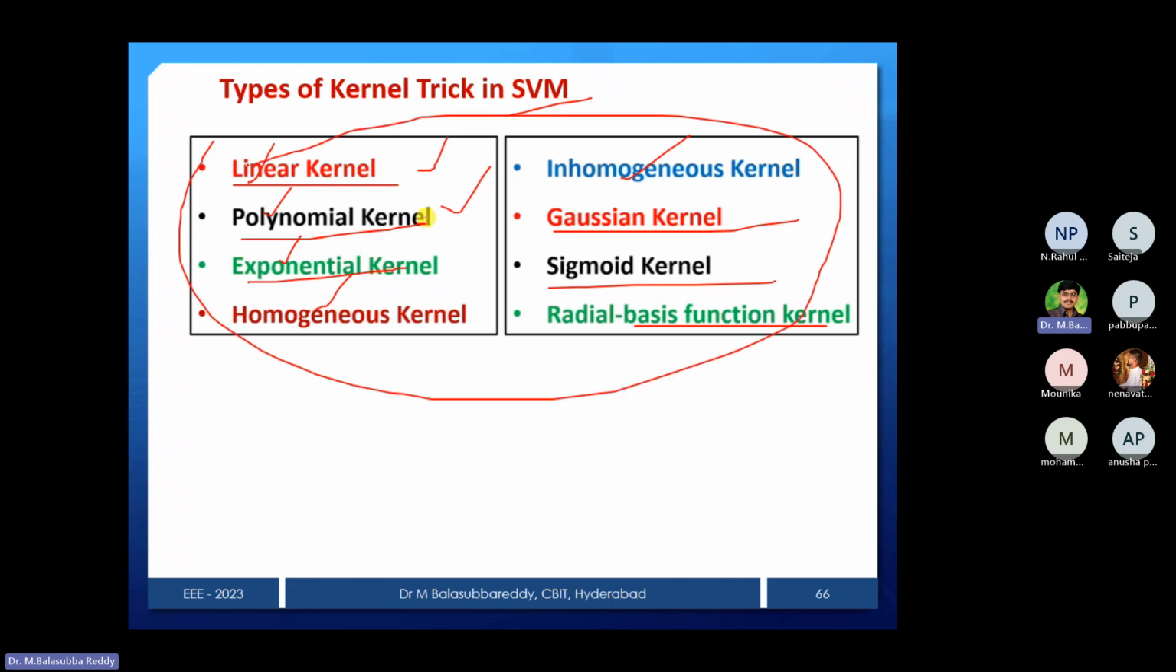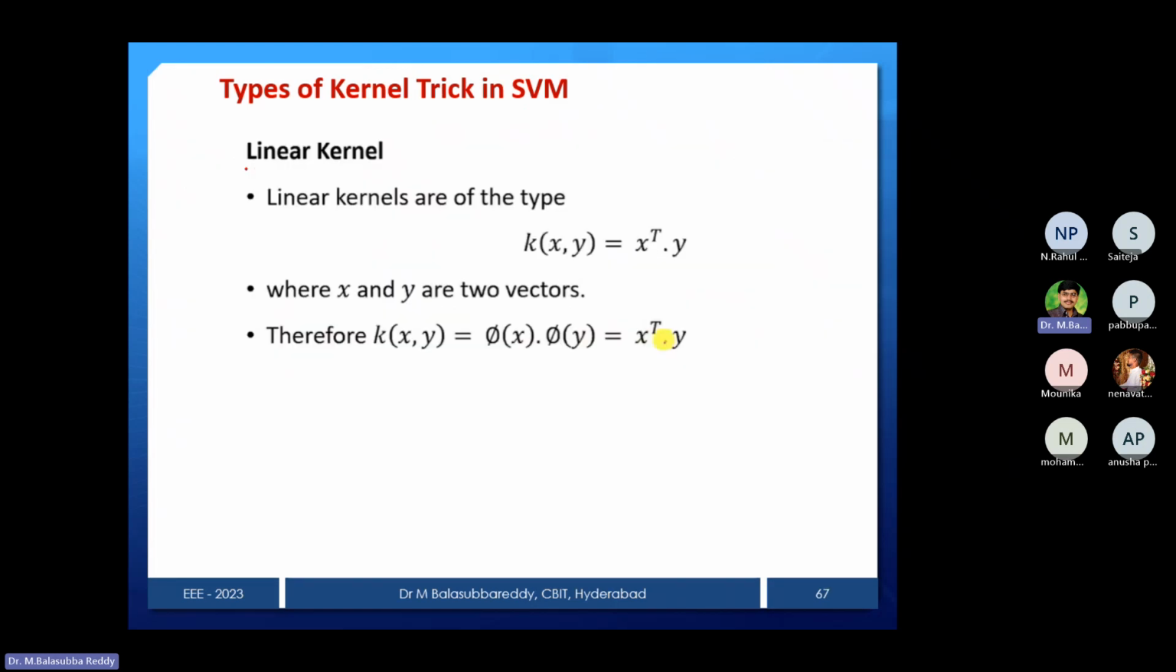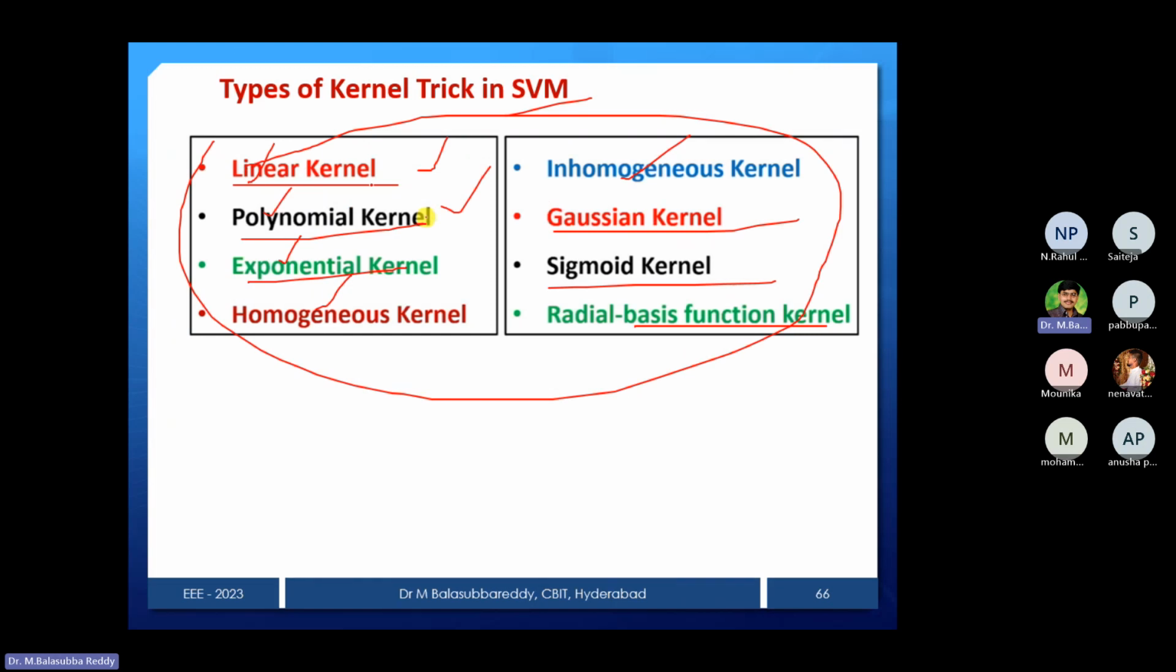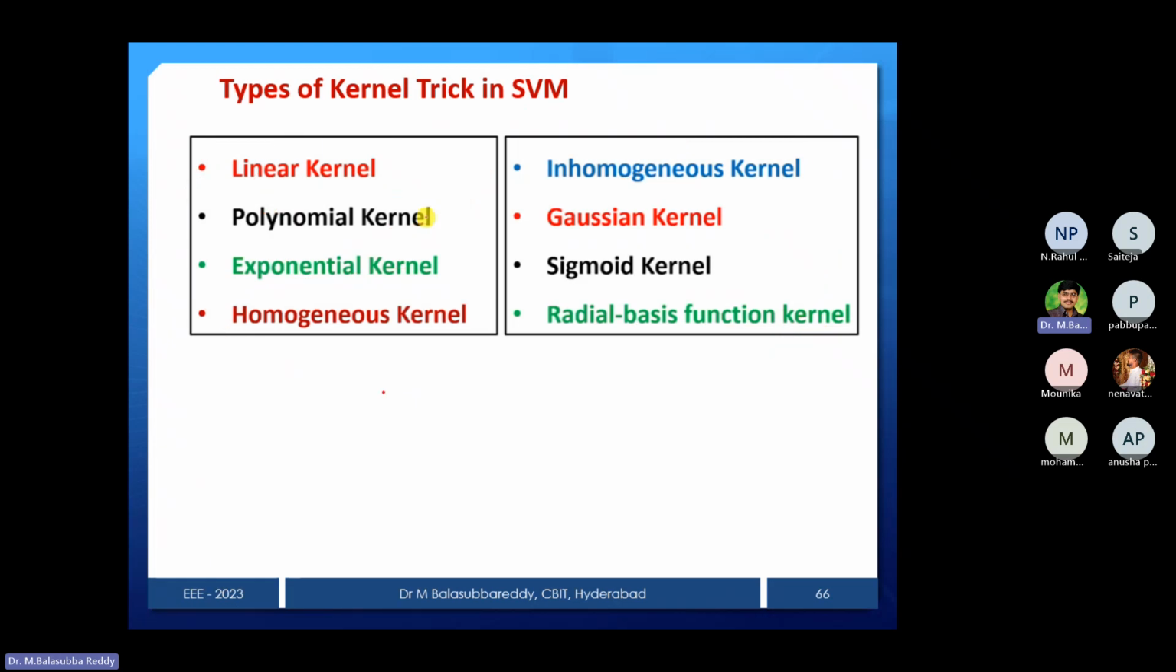Why are we using this kernel trick? We have to convert low-dimensional data to high-dimensional data in the non-uniform case. To draw a hyperplane, it is easy once we convert the non-linear data to linear form. Now, one by one, we can see first linear and then polynomial, exponential, like that. It is only a small formula, nothing else.